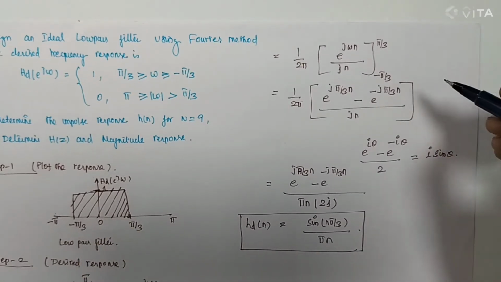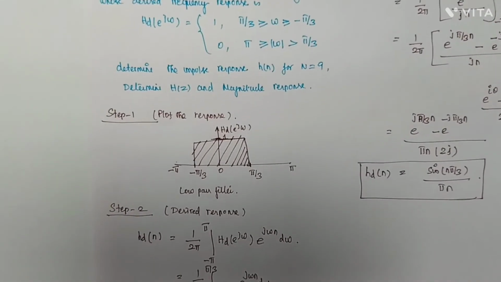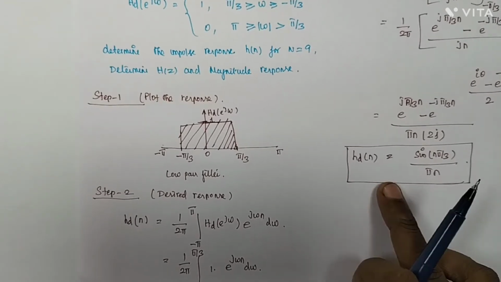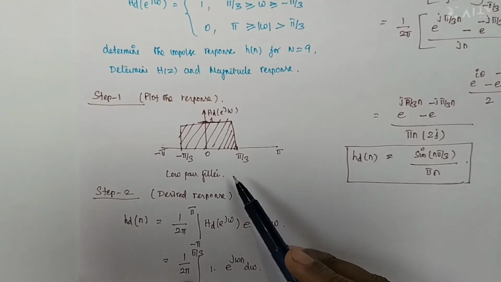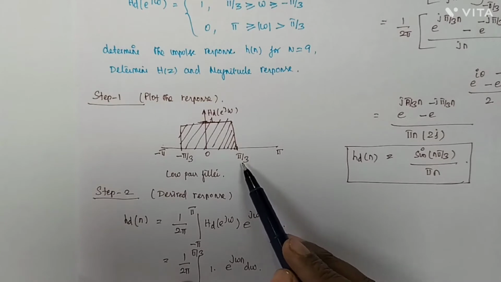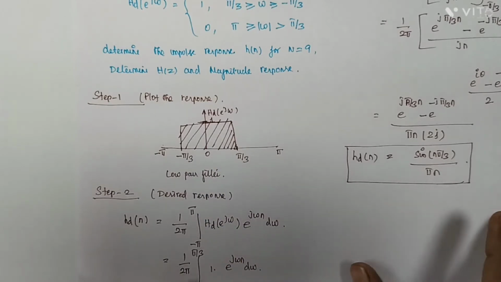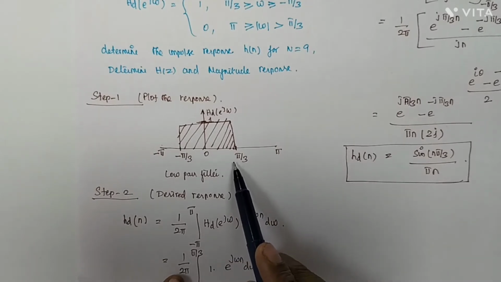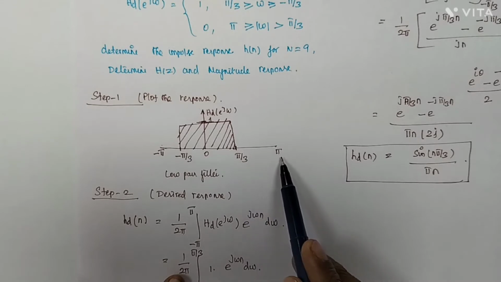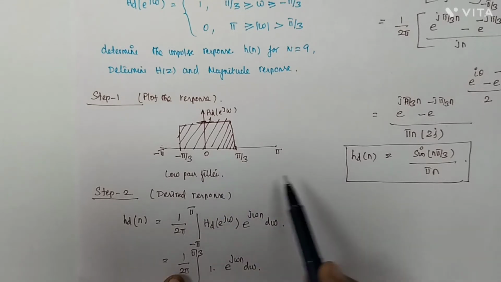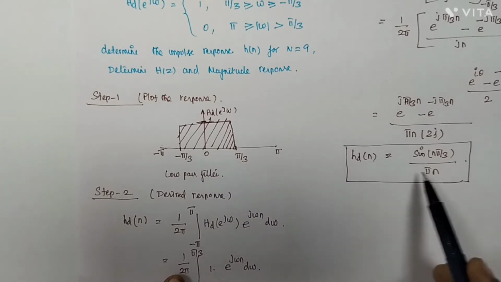There is an easy way to compute this desired response. The frequency response is from minus pi by 3 to plus pi by 3. To find the desired response, it is sin n pi by 3 divided by n pi. That's it. Okay.